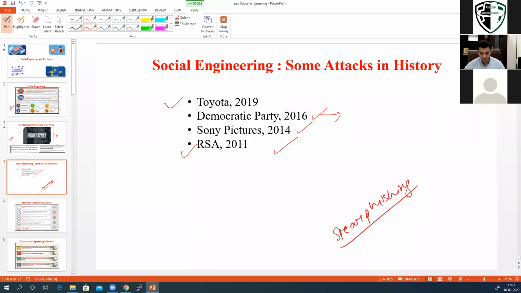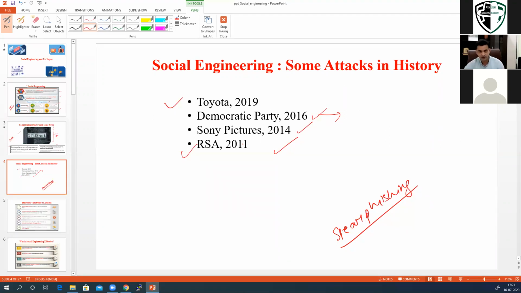They also faced this kind of attack, which started with an Excel document. A data sheet was sent via email to a small group of employees. The email subject said something like recruitment plan, so everybody opened that mail, and the attachment contained a malicious file which opened a backdoor for the hackers. That is what happened at RSA.